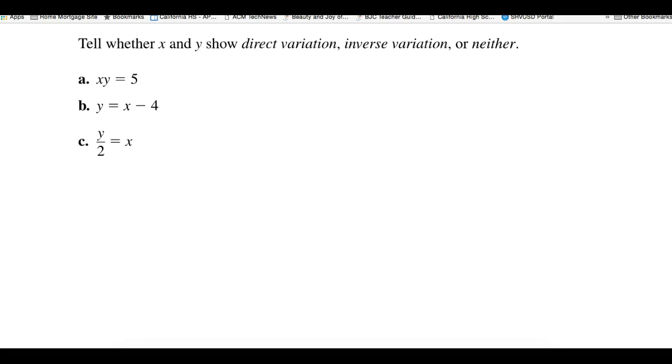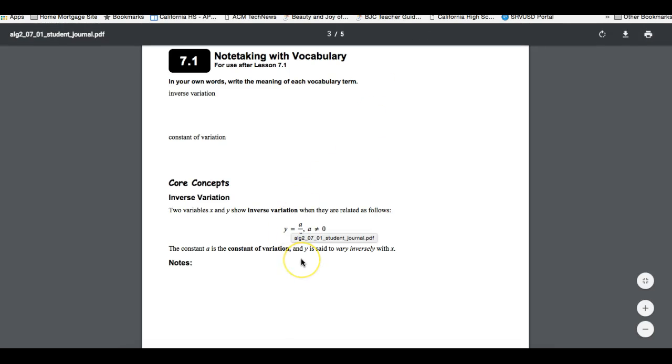All right, welcome to the first video of section 7.1. In this section, we're going to be talking about direct variation and inverse variation. So before we look at some problems and identify whether or not those variables show direct variation or inverse variation, let's look in your journal and look at a quick definition of what direct variation is.